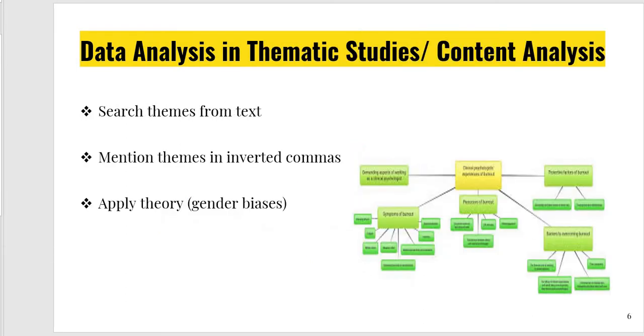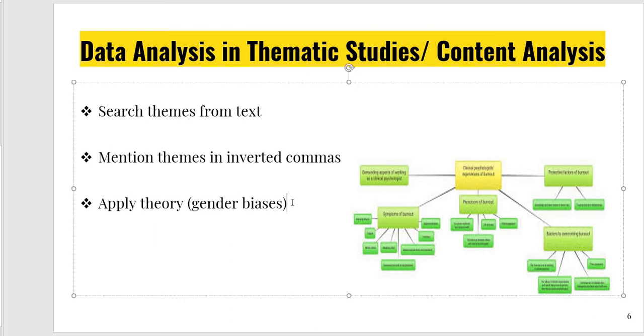Next, data analysis in thematic studies. Some students just want to find out themes or do content analysis. They take one book and then they search for themes from the text. They find them manually. They open the text, they underline or encircle certain themes, and then they mention themes in inverted commas. And another point is that they make categories.